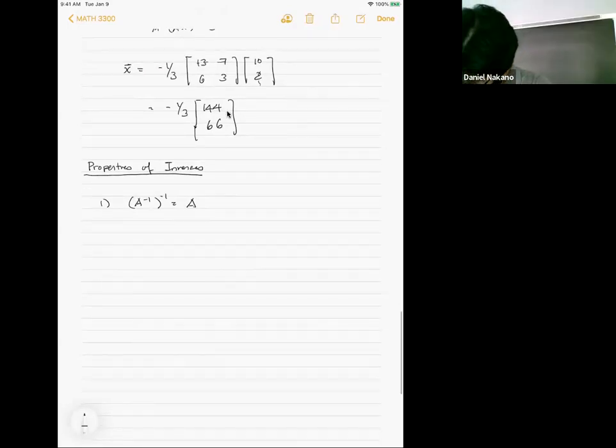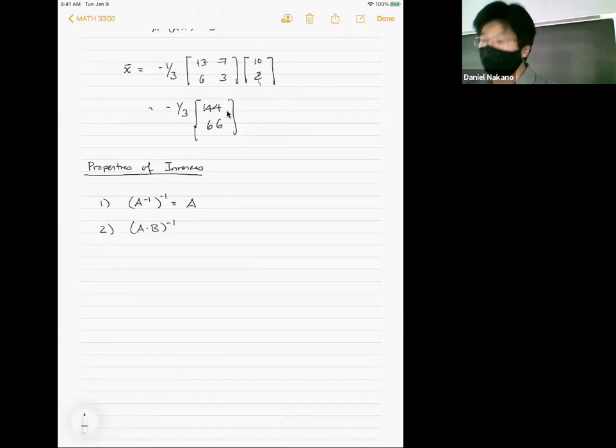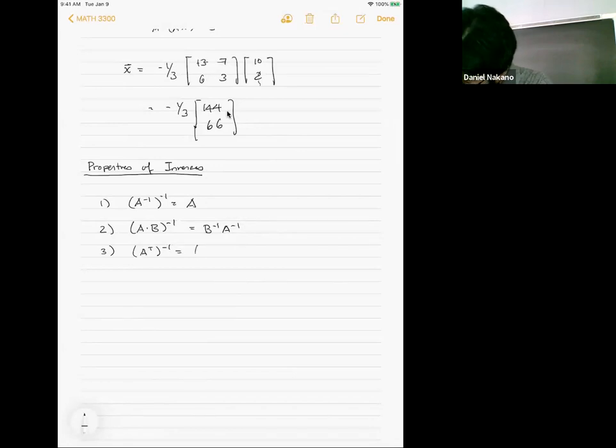Good. So 2. Now, if I take the inverse of the product, then that's going to be equal to B inverse A inverse. So what you have to do is reverse B and A and take the inverse of both of those. Okay? And 3, if I take A transpose inverse, I can actually interchange the transpose and the inverse. So A transpose inverse is the same as A inverse transpose.